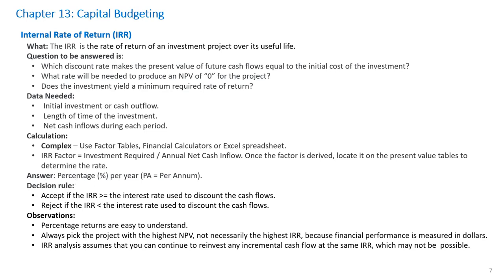The decision rule is to accept the project if the internal rate of return is greater than or equal to the required discount rate. Reject the project if the IRR is less than the required discount rate. Business professionals like using the IRR because percentage returns are easy to understand.